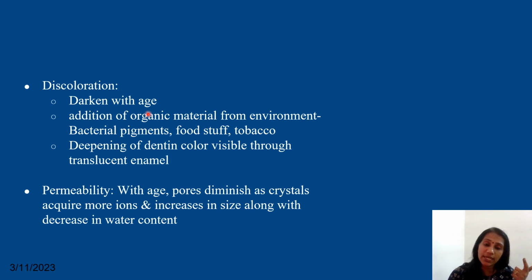The second thing is that you can have changes from your environment. Suppose the patient has a smoking habit, or drinks some kind of Ayurvedic medicines, or eats some kind of foodstuffs which will change the color. The color can also be changed by bacteria. So all this will produce color on the surface of the enamel. This is what happens to the color as age advances.